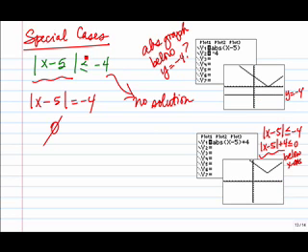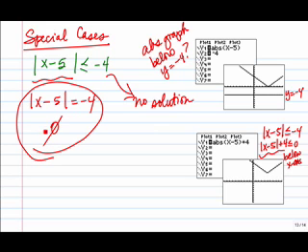Now, if that inequality sign had been greater than, notice it's all above, all greater than that. So in that case, it would be all real numbers. So just be careful with the sign. Just because there's no solution to that associated equation does not mean that there's going to be no solution to the inequality.